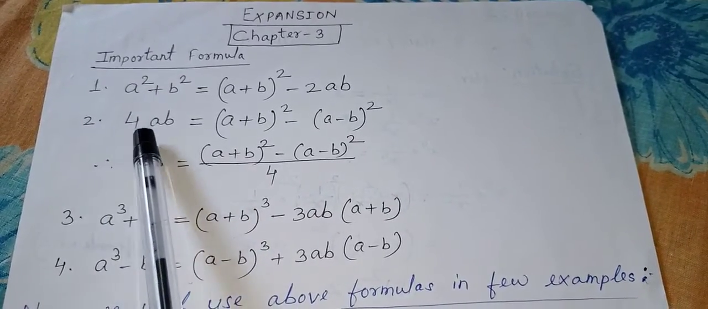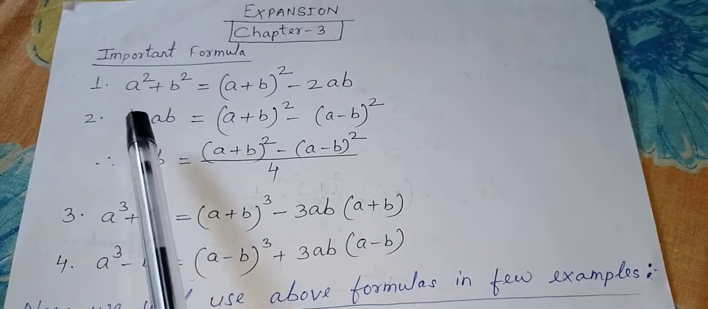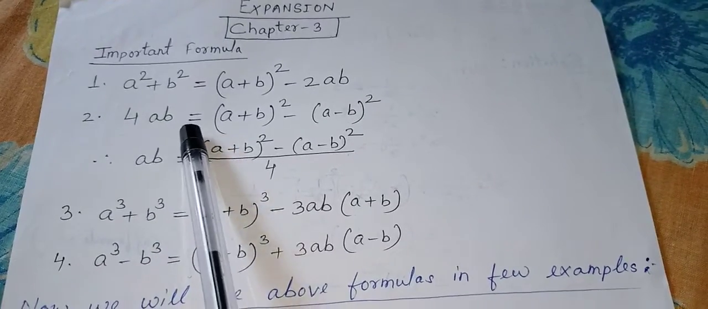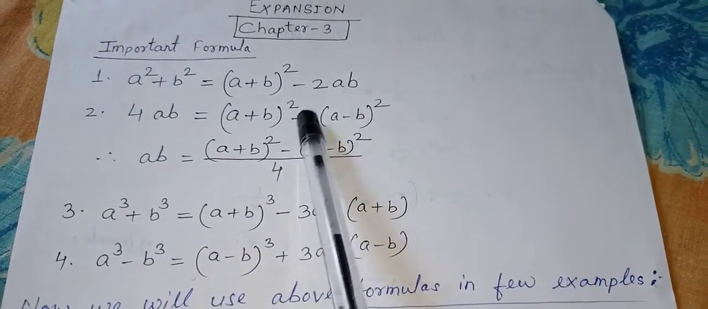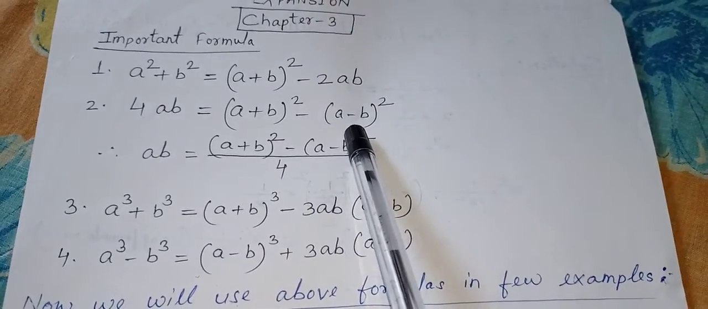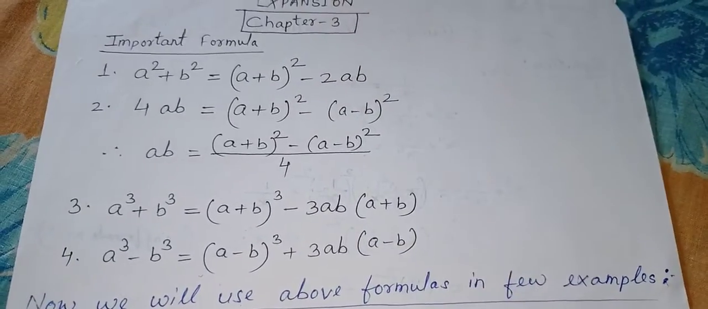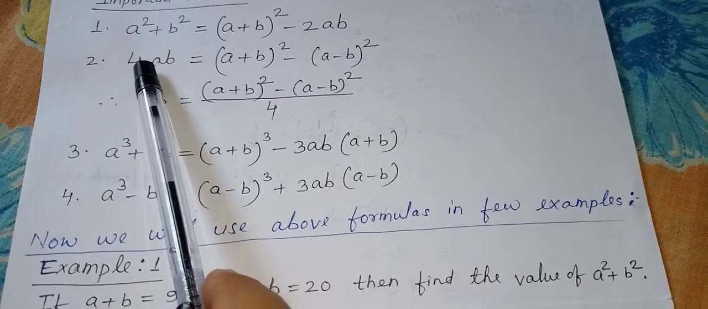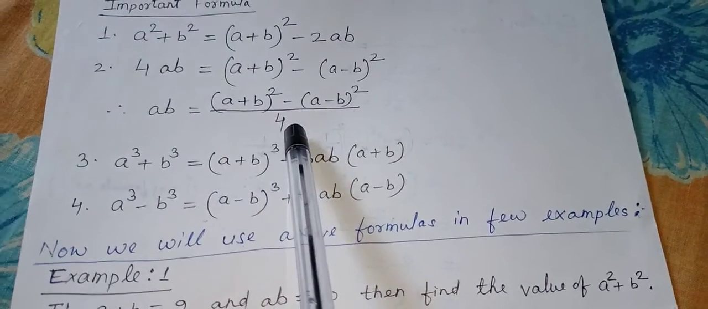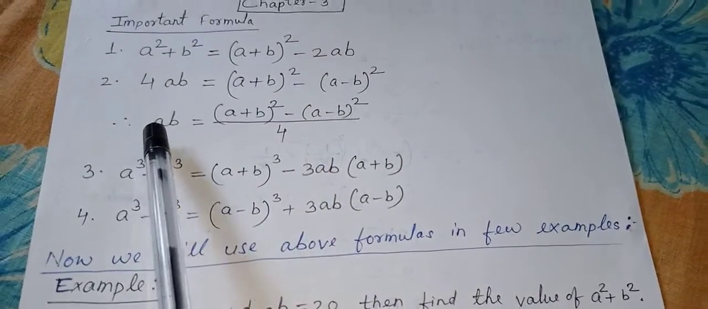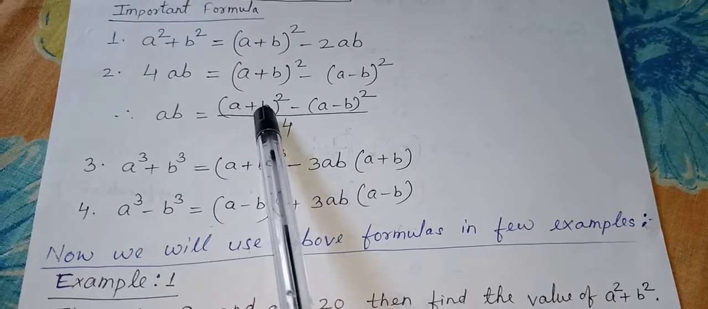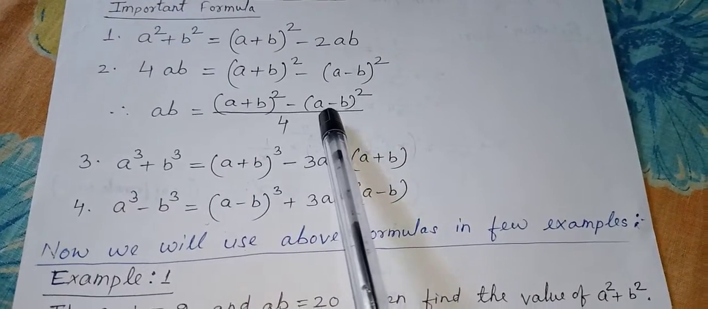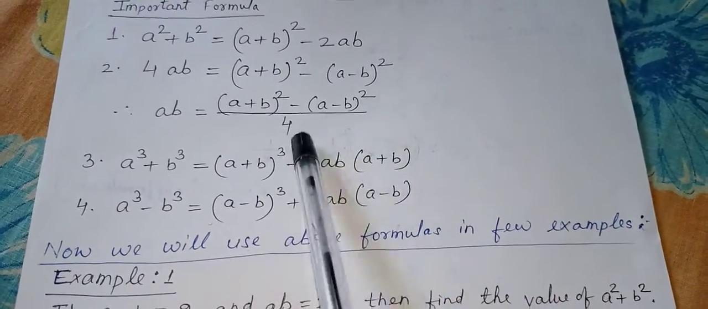Second formula is 4ab. It is equal to a plus b whole square minus a minus b whole square. And if I remove 4 from here, this 4 will come and divide here, and my result will be ab equal to a plus b whole square minus a minus b whole square by 4.